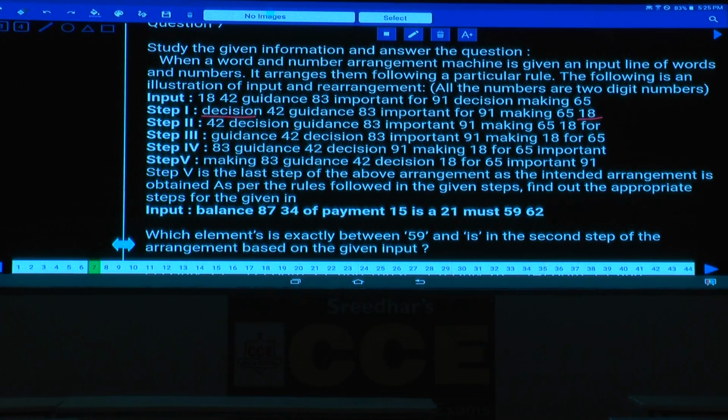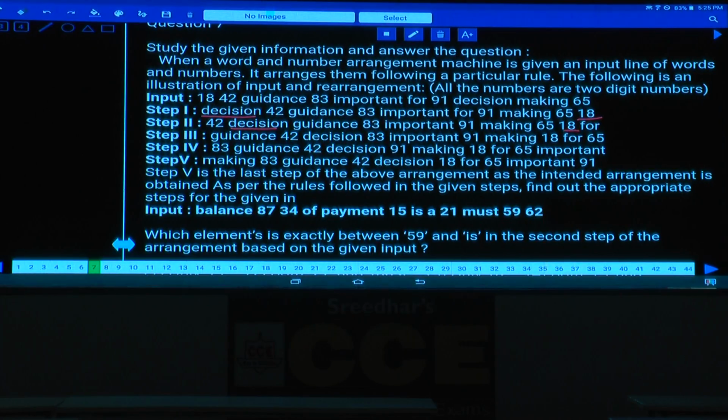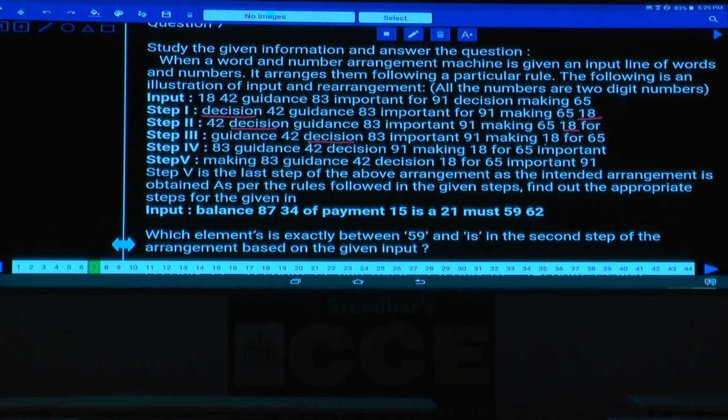And further, what happened to this decision? Decision shifted to the second place, 18 shifted to the next place. Next one, decision shifted to the third place, 18 shifted to the third from the right. Next one, decision to the fourth place, 18 to the fourth place. And finally, decision to the fifth place from the left and 18 is fifth from the right. And in the further steps, these elements will be shifted to the left hand side and right hand side.